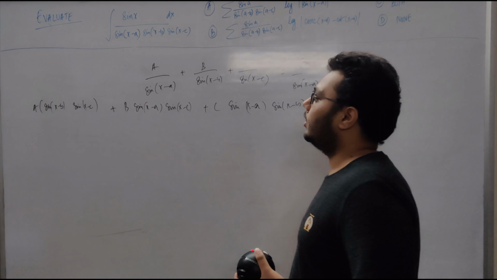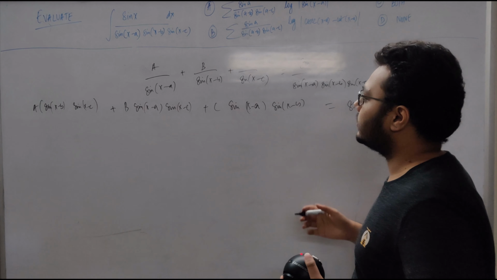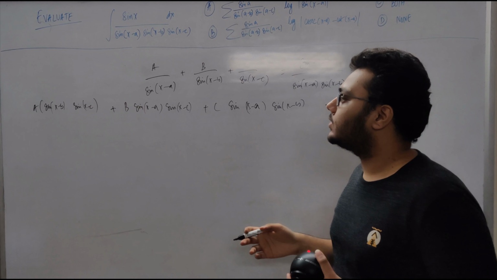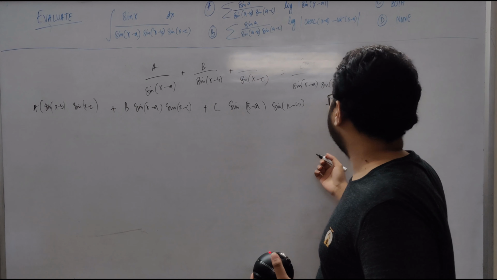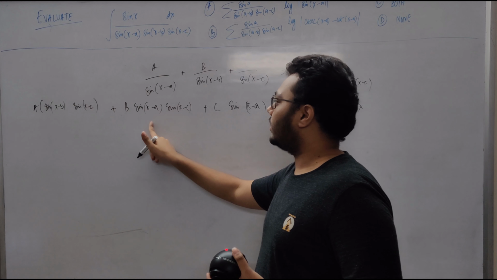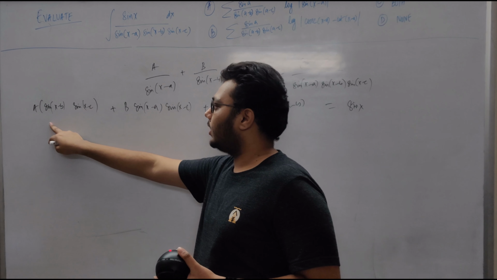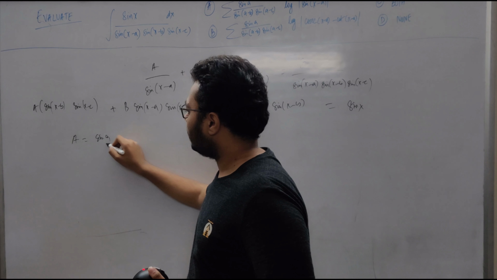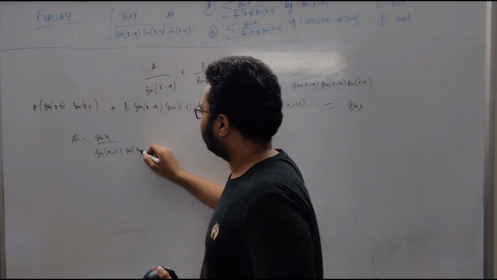Okay, so if we put x equals a in this whole expression, we have an identity in x, and we can put x as anything. If we put x equal to a in this equation, this thing gets 0 because of sin 0. This thing becomes sin a, and this thing becomes (sin a minus b) times (sin a minus c). So we have a equals sin a upon (sin a minus c)(sin a minus b).